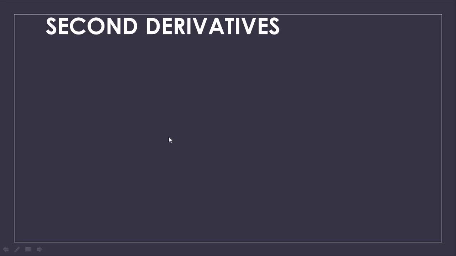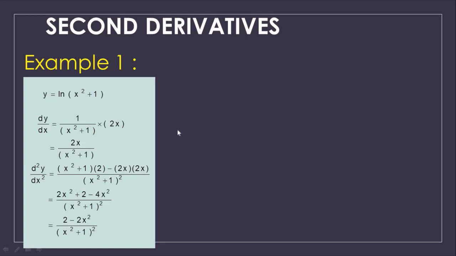Second derivative is when we differentiate 2 times. Example 1. Let's say we have y equal ln(x squared plus 1). So dy over dx is the first derivative when we differentiate for the first time. y is a composite function, so we need to differentiate 2 times.